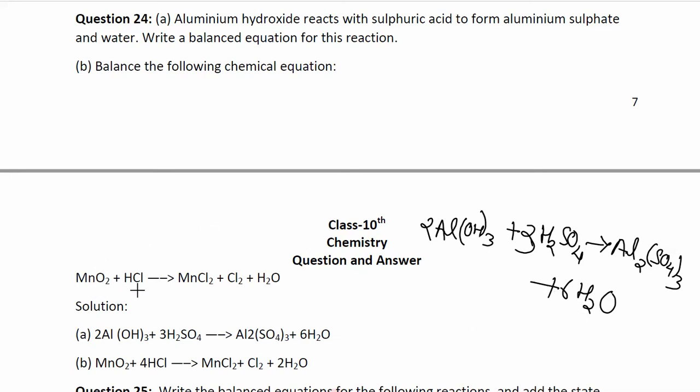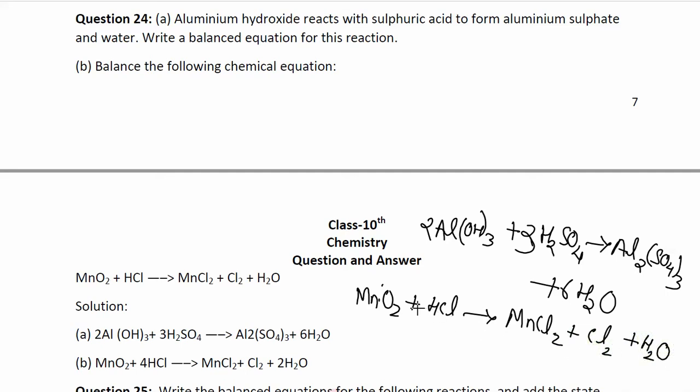Next, MnO2 plus HCl. MnO2 plus HCl gives MnCl2 plus Cl2 plus H2O. Here 2 oxygen, here only 1 oxygen is there. Here 1 Mn, 1 Mn, Cl, 4 Cl is there. Okay. So if I am multiplying 4 here, 4 HCl. Okay. So chlorine has been balanced out, but hydrogen has been disbalanced here.